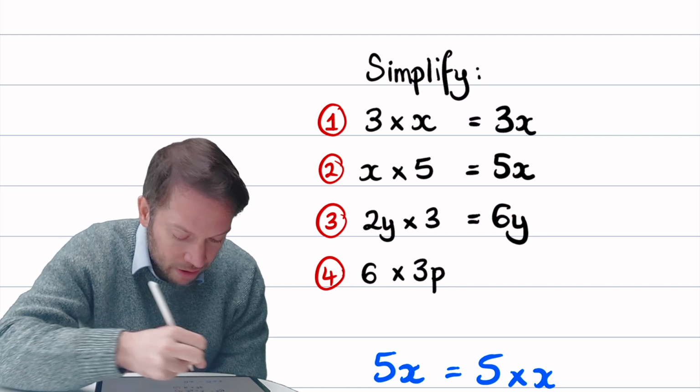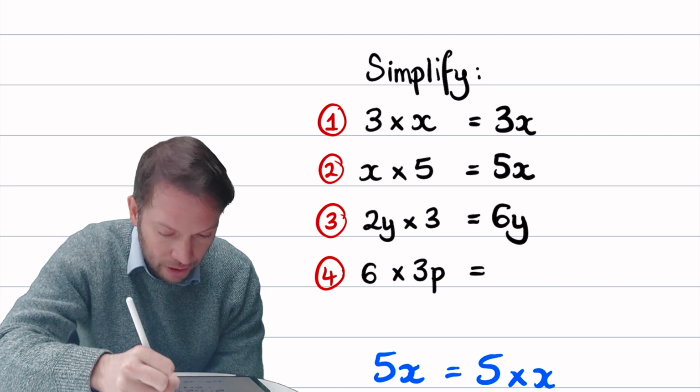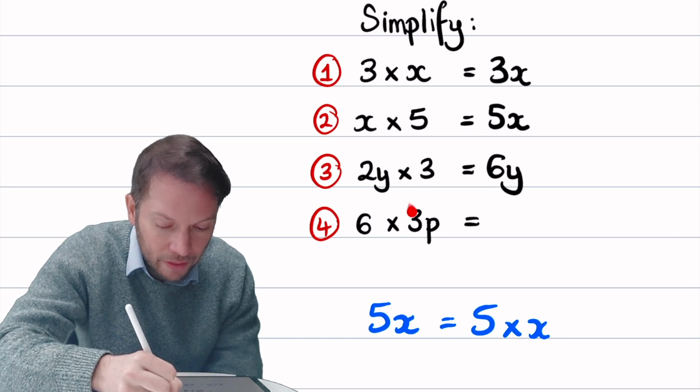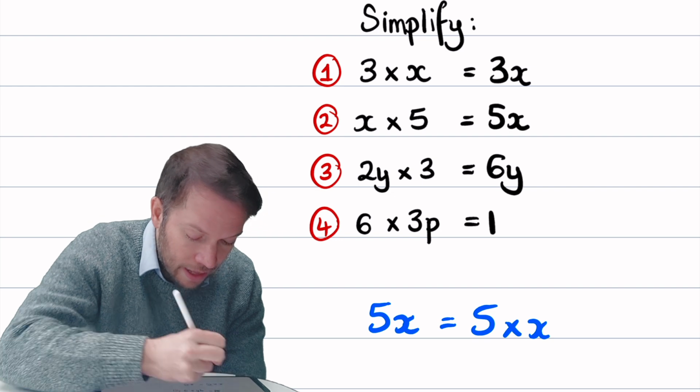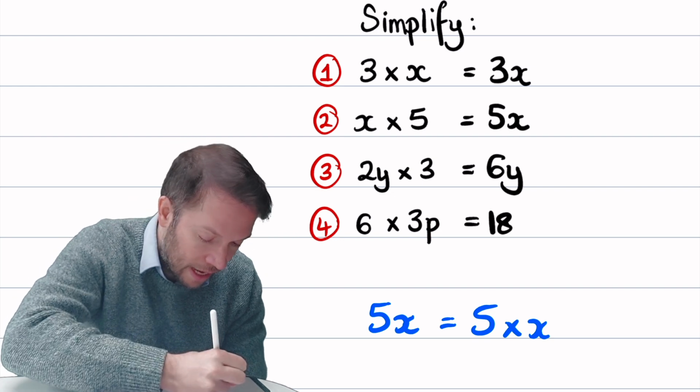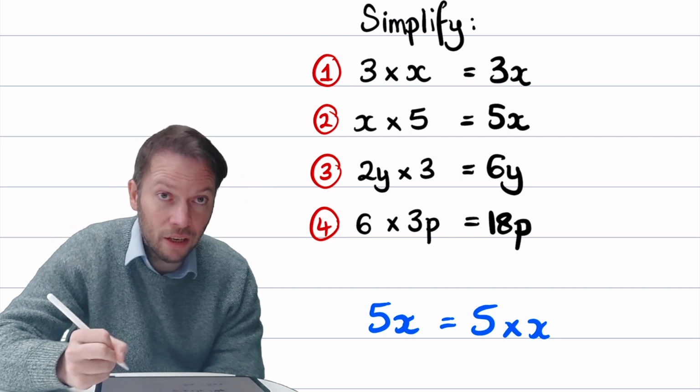What about the last one? Well, if we multiply the numbers together first, so the constants together, the 6 and the 3, that gives you 18. And then what variables do we have? Well, we've just got this p, so it's going to be 18p to mean 18 lots of p.